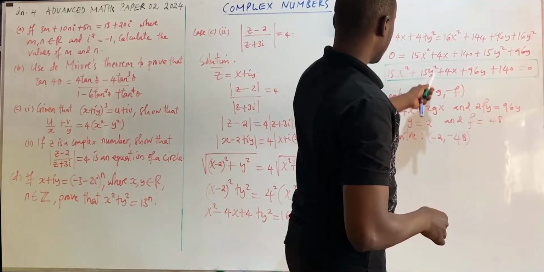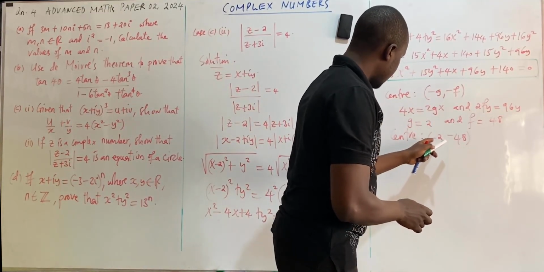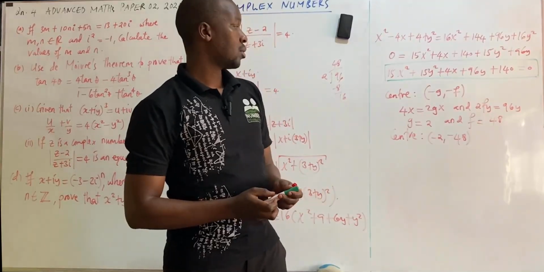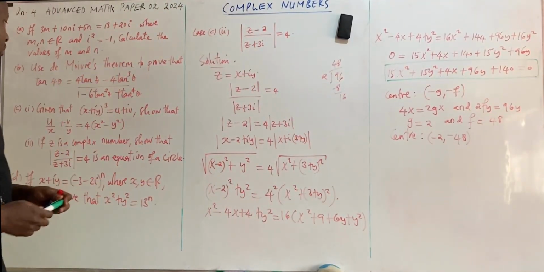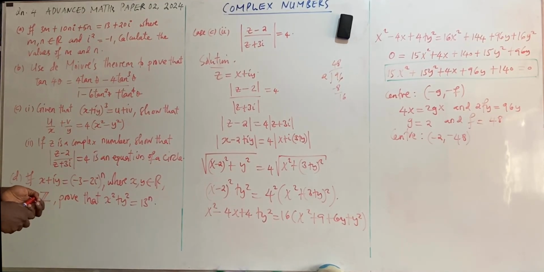The equation of a circle, that's one, with the center (-2, -48). And up to that point, we have shown that this represents the equation of a circle. And now let's see part D.